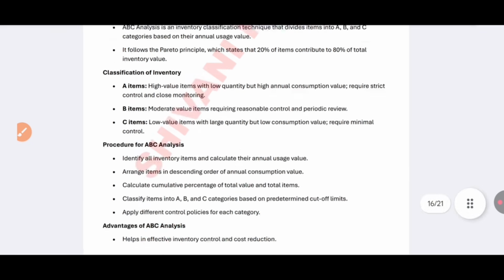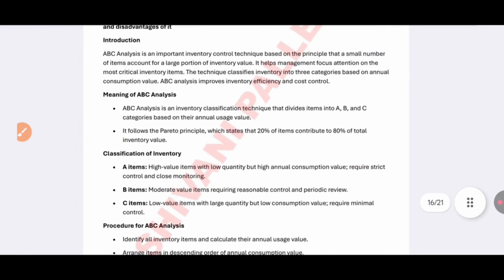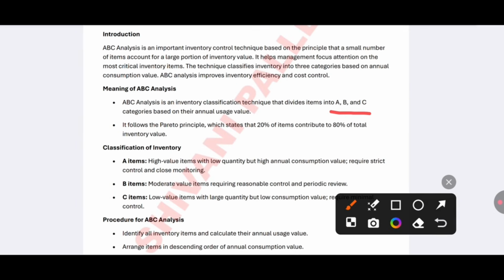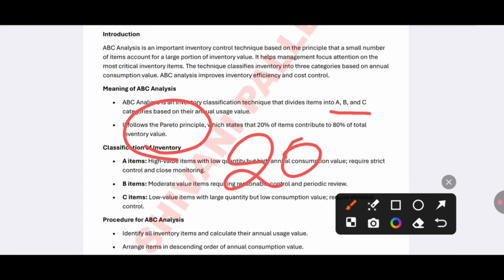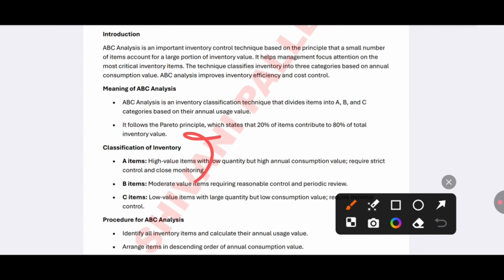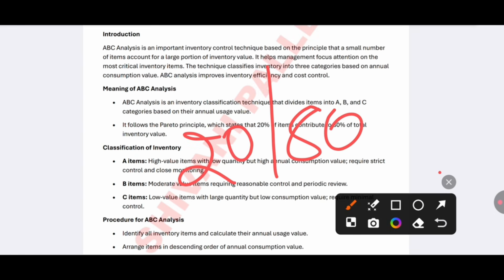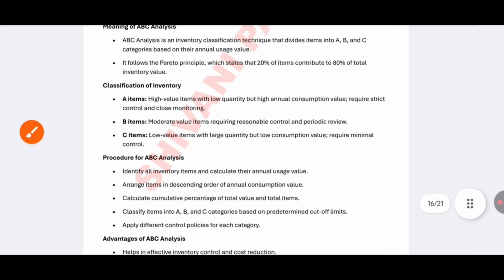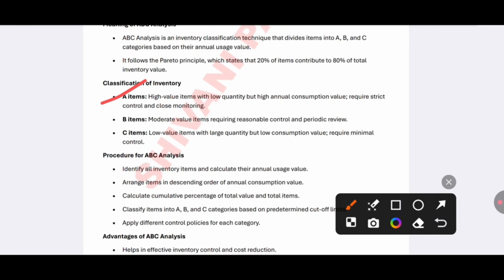So what is the meaning of this ABC? ABC analysis is an inventory classification technique where items are divided into A, B and C categories to understand the annual usage of the inventory. Whatever principle we are having, that is the Pareto principle, which means 20% of the items contribute 80% of the inventory value. That is called the 20/80 principle. Also for 2 marks it is important. So in the classification of inventory, A items are high level values.